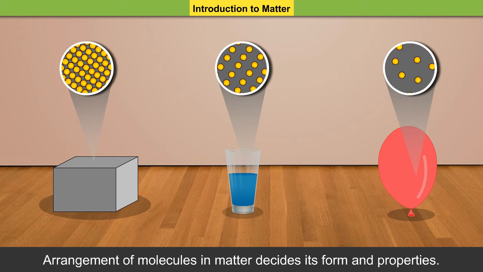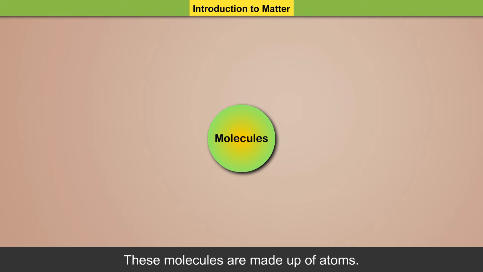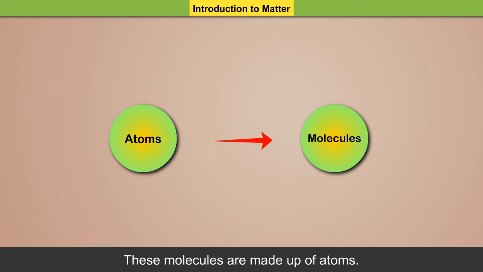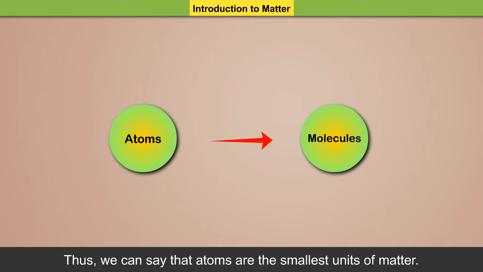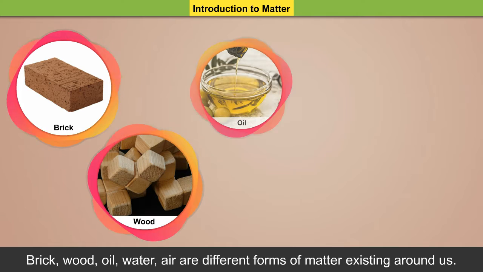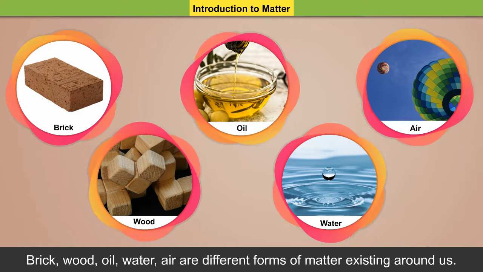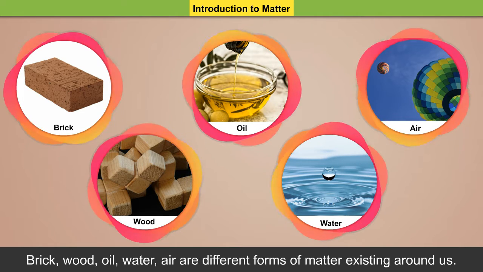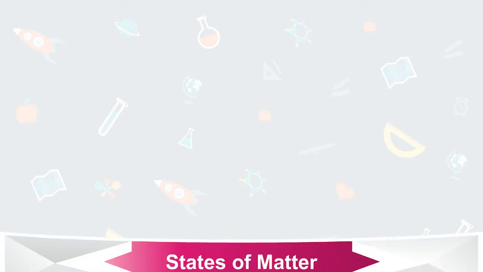Arrangement of molecules in matter decides its form and properties. These molecules are made up of atoms. Thus, we can say that atoms are the smallest unit of matter. Brick, wood, oil, water, air are different forms of matter existing around us.